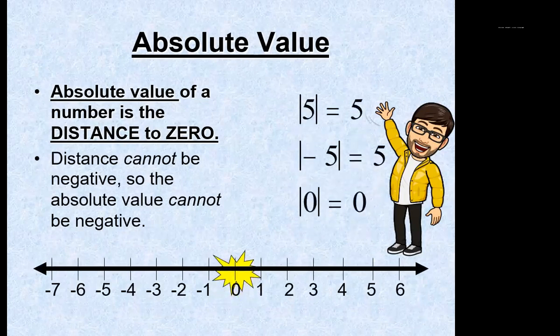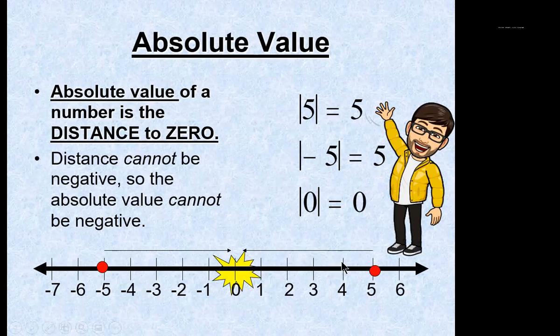Ibig sabihin, positive lahat. Example, this number line. Ayan, 0. Ayan, 5. Tingnan natin. The absolute value of 5 is 5. The absolute value of negative 5 is 5 also. The absolute value of 0 is 0. Tandaan yung mga parallel lines or yung mga nakatayong vertical lines, ang basa natin dyan is the absolute value. So the absolute value of 5 is 5. The absolute value of negative 5 is 5 also. Diba? The absolute value of 0 is equal to 0.